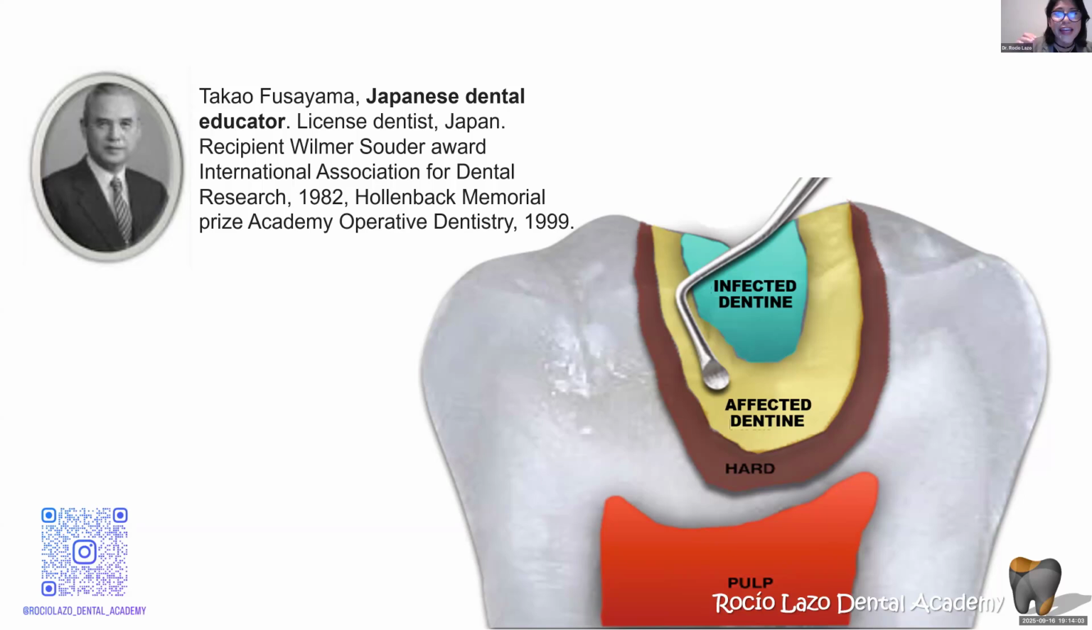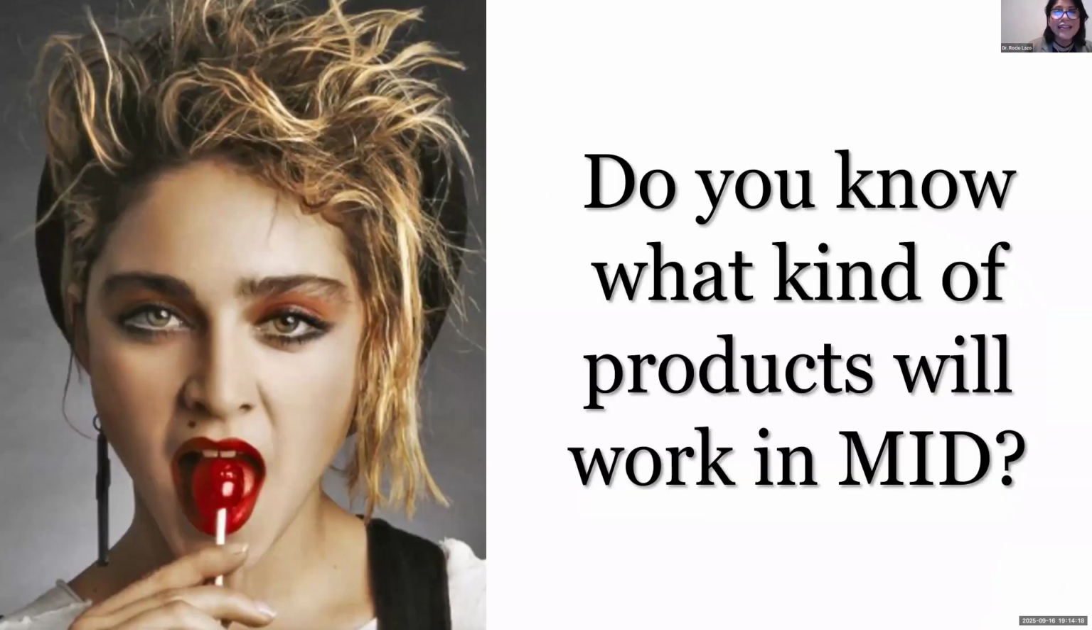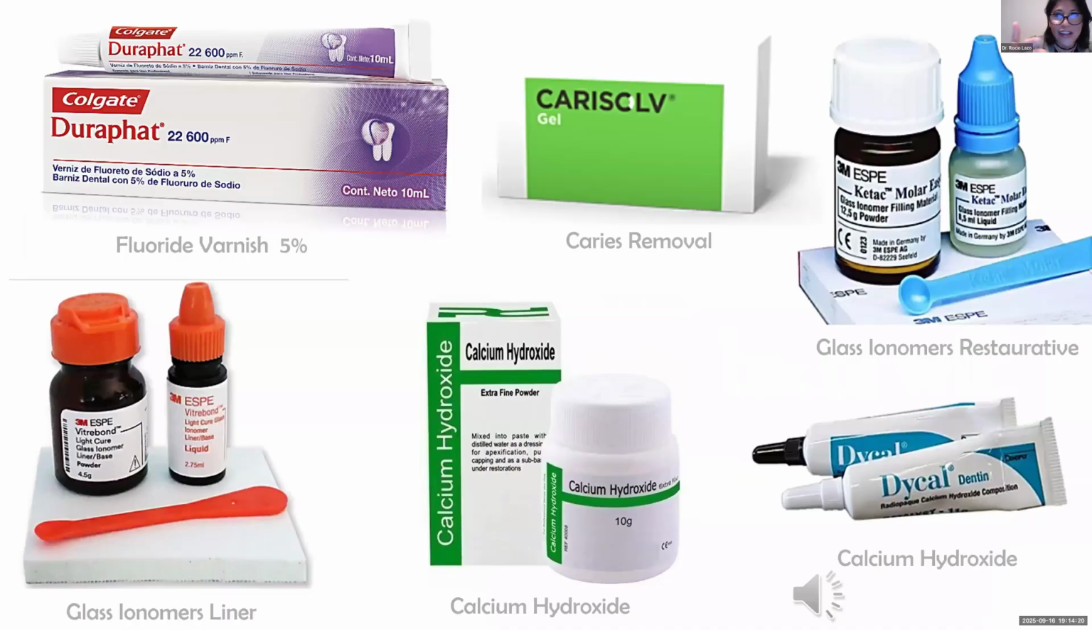It's important to preserve intact the collagen fibers of the affected dentin. Dr. Fusayama was a revolutionary at that moment, and he said that the affected dentin can regenerate. But what happened in the 80s? The materials used in the 80s were not prepared for regeneration. They were only prepared to arrest the caries lesions.